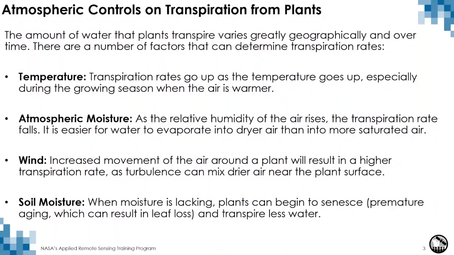Like I said, because we're focusing on an agricultural application here, I really wanted to talk about this interface between the land surface and the atmosphere. So what controls transpiration from plants? The amount of water that plants can transpire can greatly change over geographical areas and over time, by season. And there are a number of factors that determine how effectively transpiration can occur from vegetation.